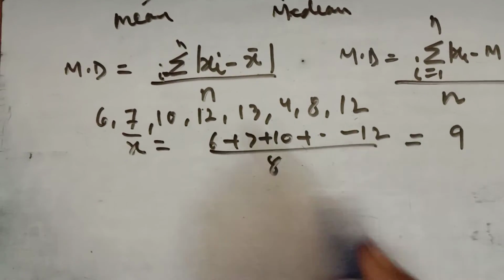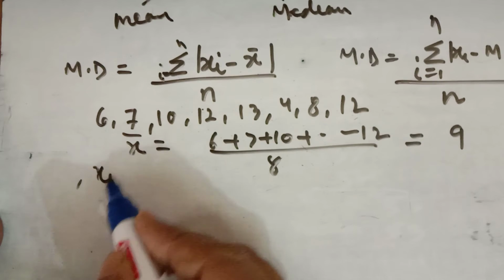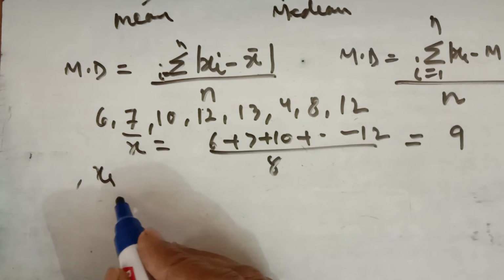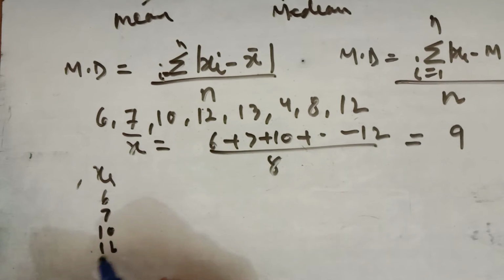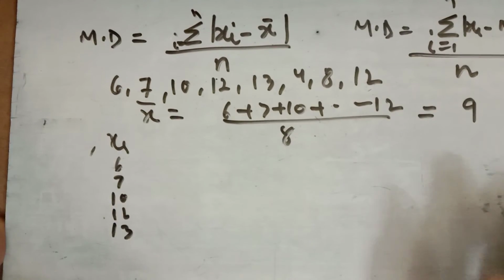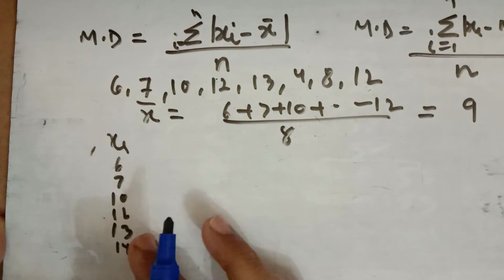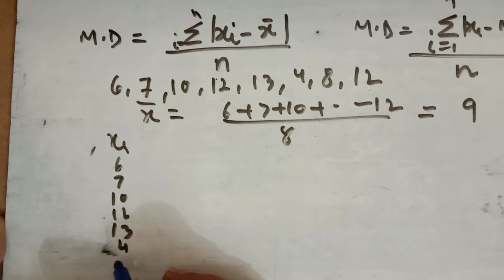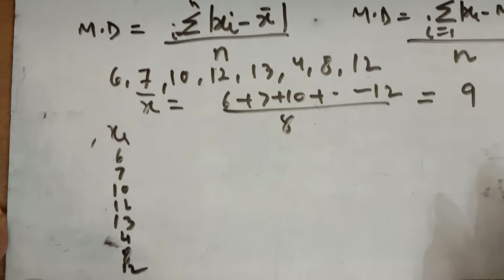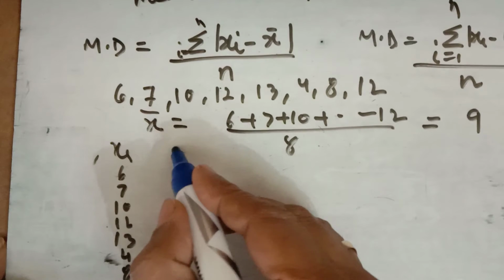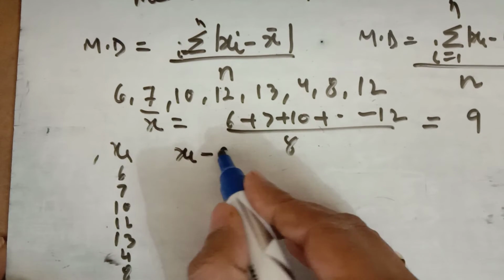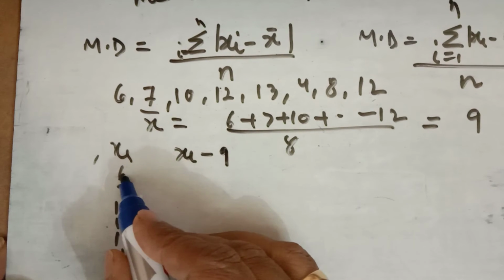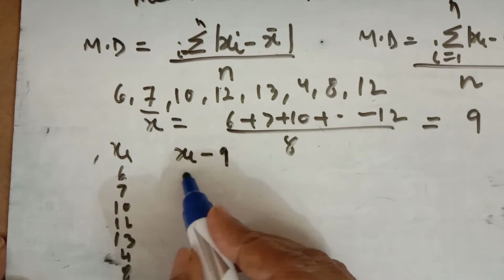So if we draw it, collect this data in a column like this: 6, 7, 10, 12, 13, 4, 8 and 12. Let us take this and find xi minus 9, that is, the mean. If you subtract 9 from 6, how much will you get?